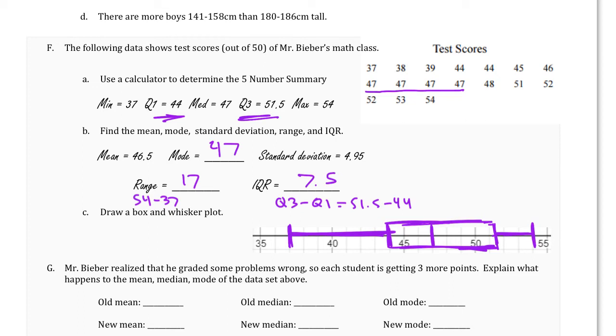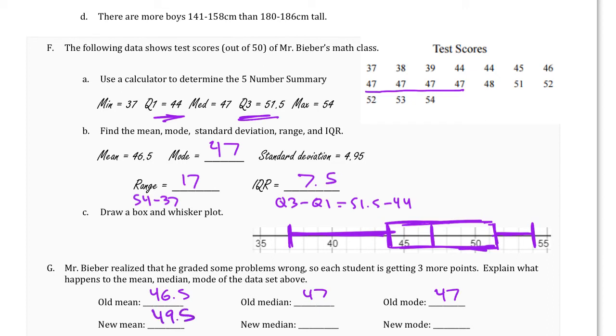All right, so let's look. We've got the mean was originally 46.5. Median originally was 47. And the mode was, we found it was 47. Oh, I'm sorry, I messed that up. No, the mode is 47 also. Okay. And so if I add 3 points to everybody's score, well, now the average score is going to go up 3. And we saw this in an earlier video. So that would be 49.5.